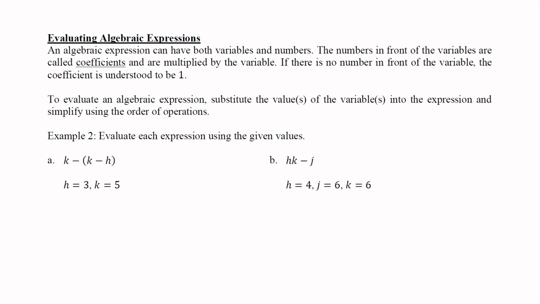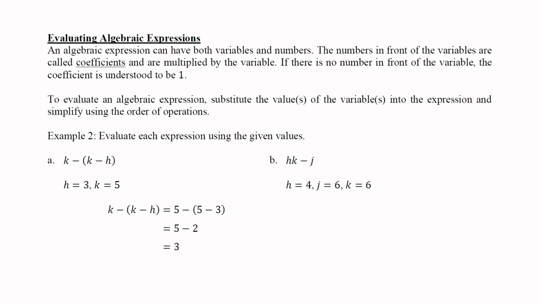So in example 2, we're going to evaluate each expression using the given values. So in A, we're told that h is 3 and k is 5. So the first thing we're going to do is everywhere there is a k, we're going to put a 5, and everywhere there is an h, we are going to put a 3. And now we can evaluate it as normal. We'll start with the parentheses. 5 minus 3 gives us 2, and then 5 minus 2 gives us 3.